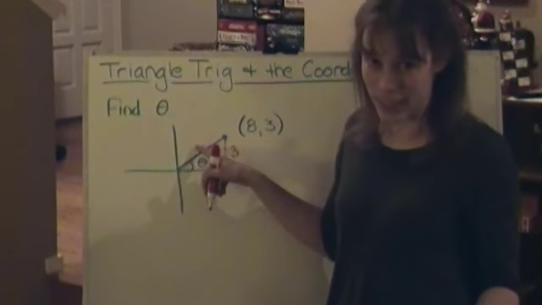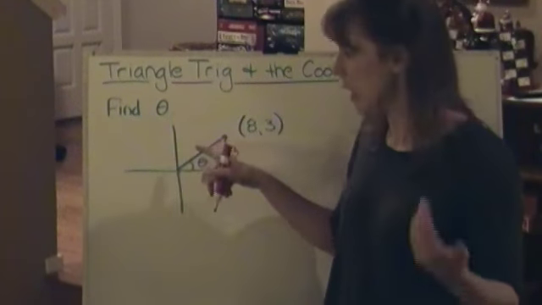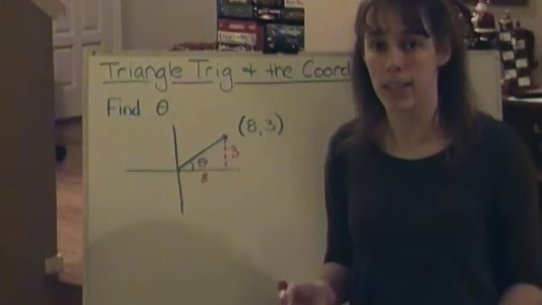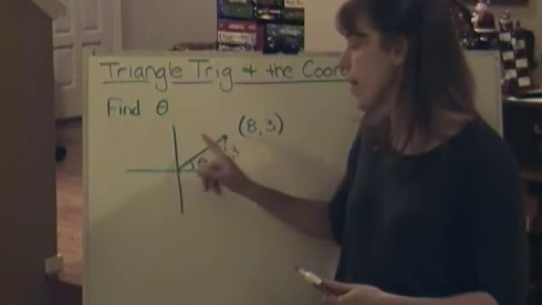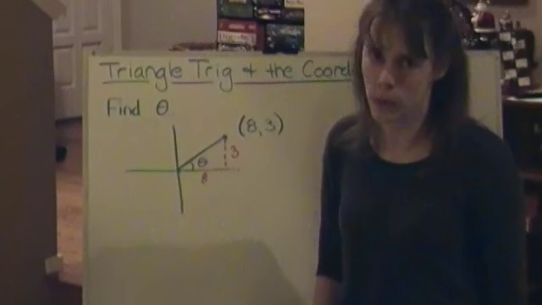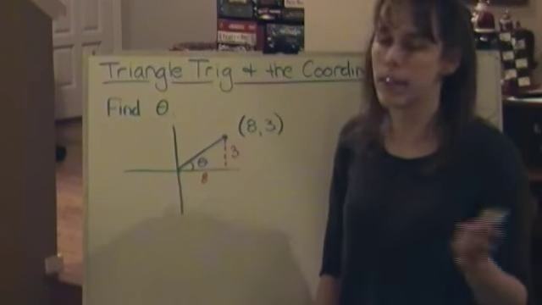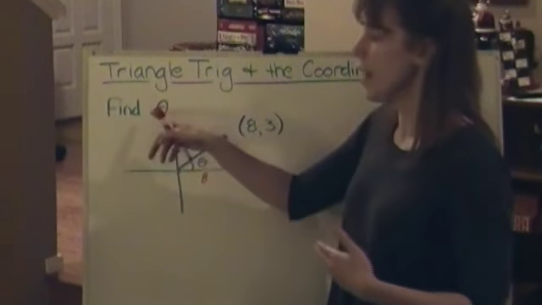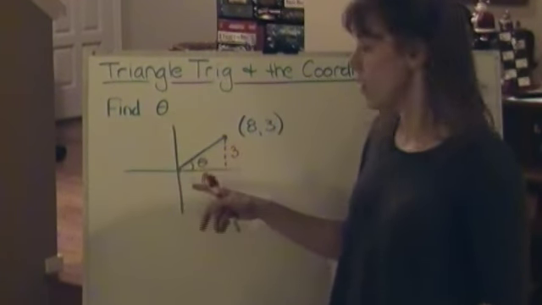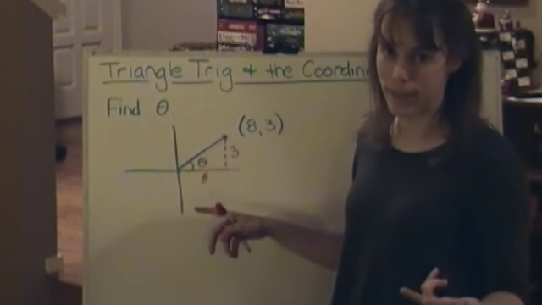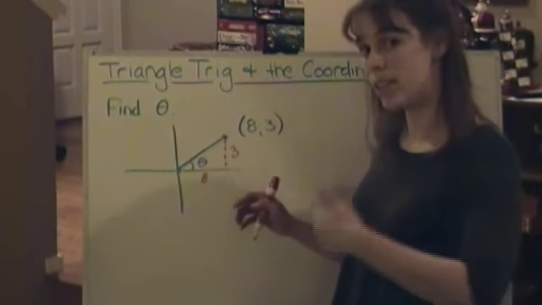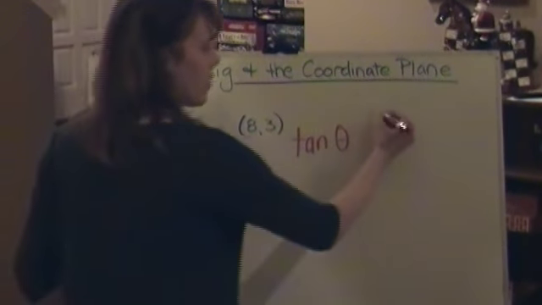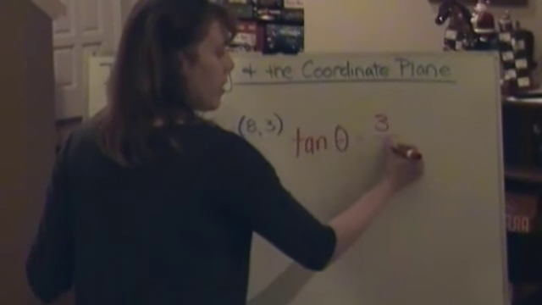We don't care about this other side necessarily, unless I change the directions and ask you to find all 6 trig functions. If I did that, you would use the Pythagorean theorem, find this one, and then find all of the ratios. Simplify them, get all the square roots out of the denominator. Okay? But for right now, I'm just looking for theta. So do I want to use sine, cosine, or tangent? Tangent? Okay. So the tangent of theta is equal to the opposite over the adjacent. So 3 over 8.